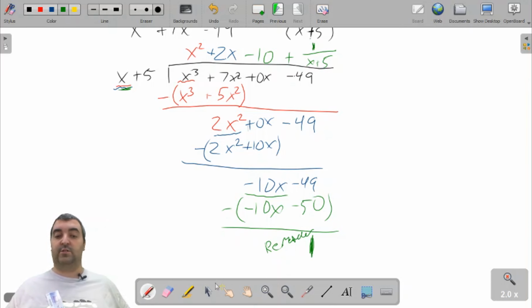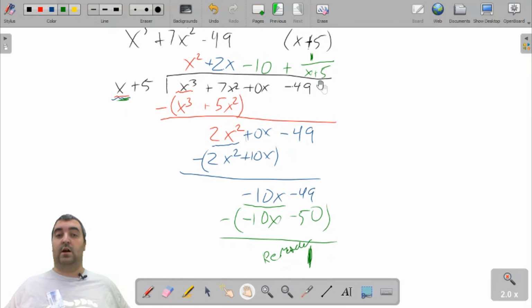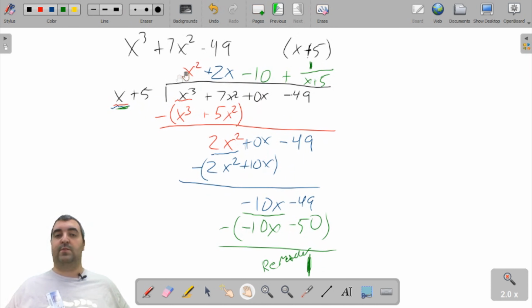But depending on the question, like the question I pulled this from, it just asked whether x plus 5 is a factor of x cubed plus 7x squared minus 49. In this case, we would say no, because it had a remainder. In order to be a factor, it would have to have a remainder of 0. That wasn't the case here, so it would not be a factor, and this is what would happen when we divide.